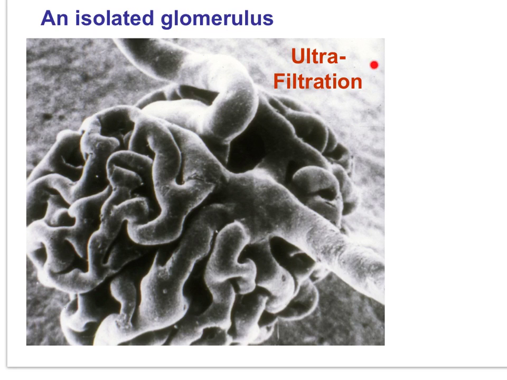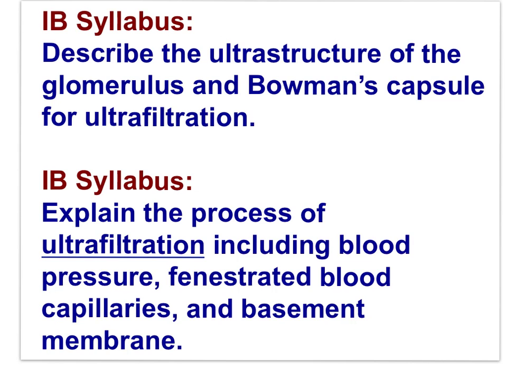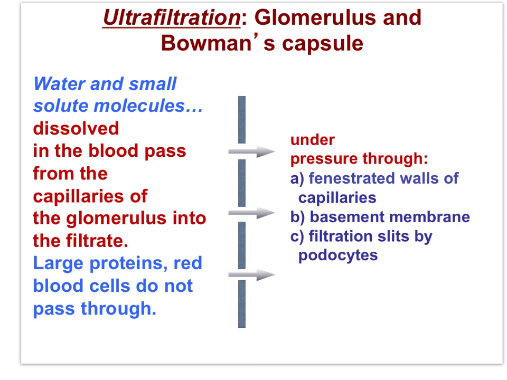Ultrafiltration occurs in the glomerulus. I'm still focused on these 2 IB syllabus statements. Describe the ultrastructure of the glomerulus and Bowman's capsule for ultrafiltration. Explain the process of ultrafiltration, including blood pressure, fenestrated blood capillaries, and basement membrane. The ultrafiltration that occurs at the glomerulus within Bowman's capsule is a physical filtration.